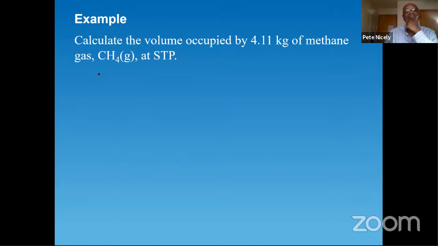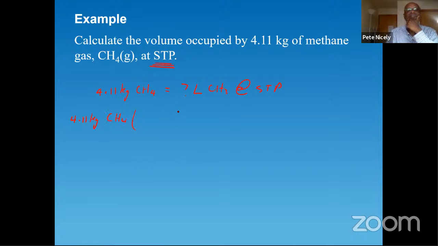So we're going to start off at STP, very important. Can't neglect that, all right? So what I would do is start off with the 4.11 kilograms of methane, CH4, and try to find out the volume in liters of methane under STP conditions, all right?